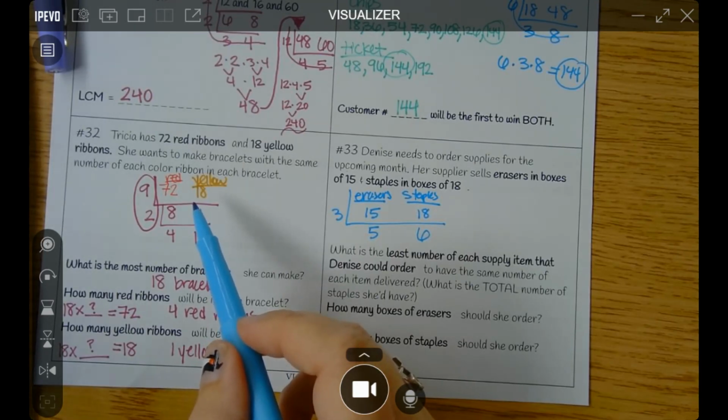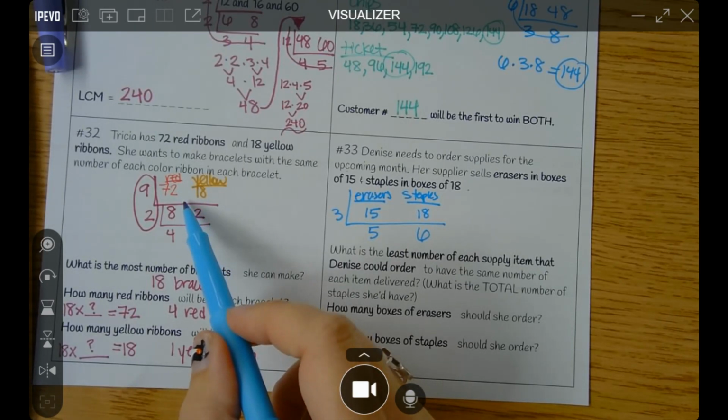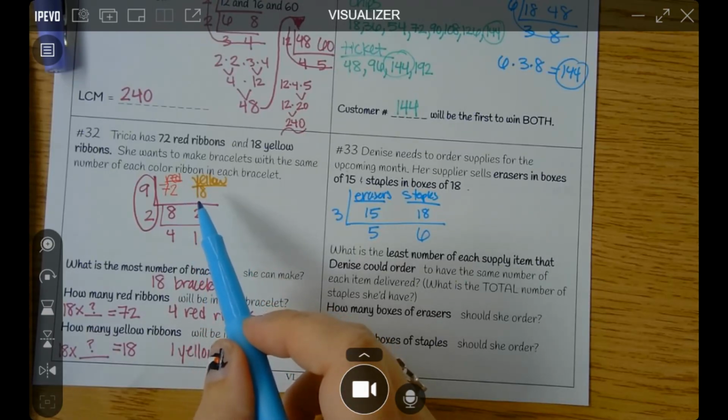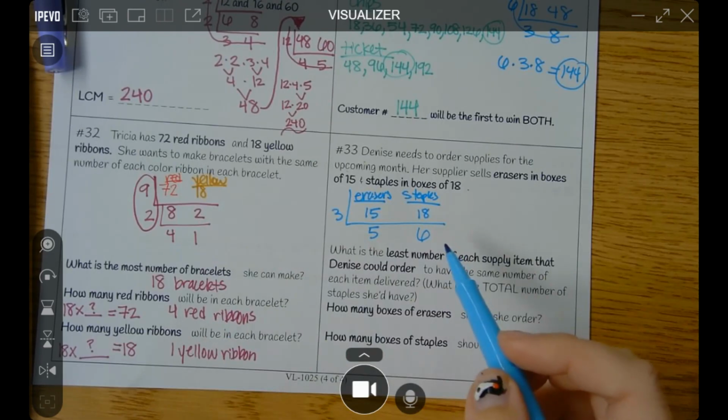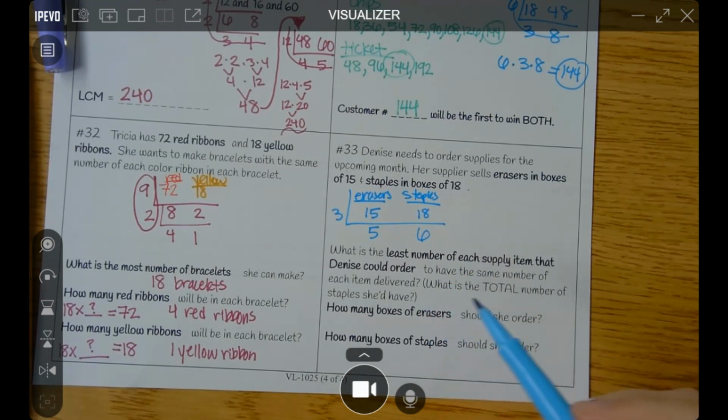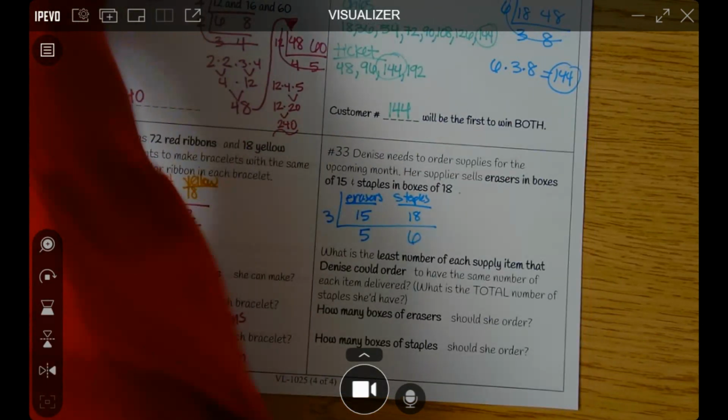Okay. So you have whatever you have to work with, right? You only have this many red ribbons and this many yellow ribbons, so that's how many ribbons are going to be on each bracelet. Here, they're saying Denise can order more supplies so that she has a matching amount of erasers and staples, like maybe at each station she wants to work with. So she can order more, which means I can do multiples.